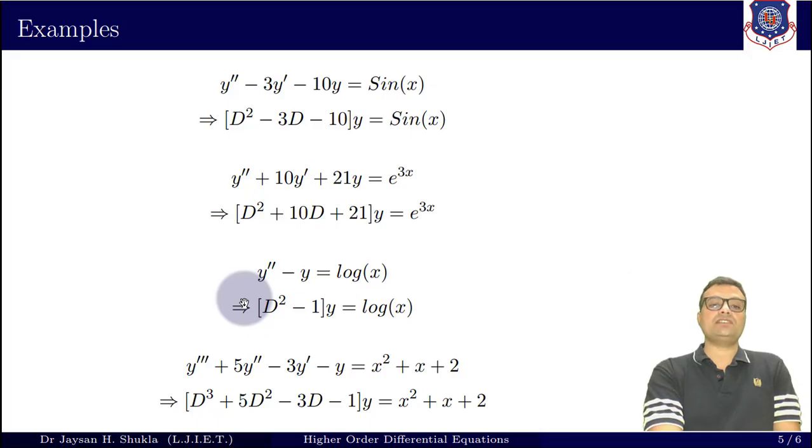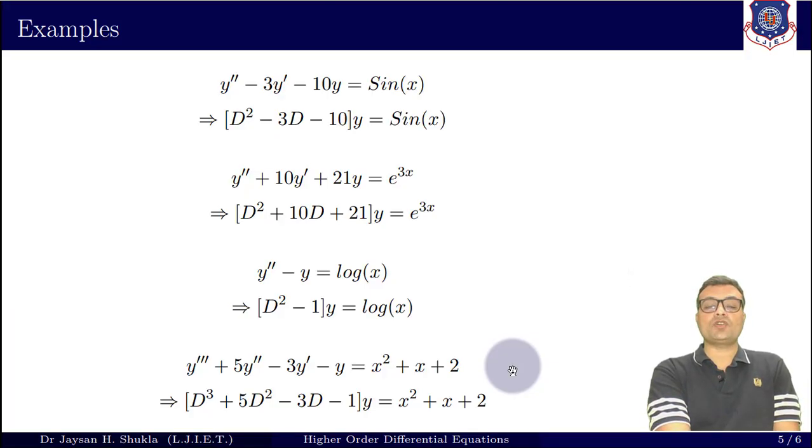Third equation, y double dash minus y equals log x. So it will give you (D squared minus 1) y equals log x. Fourth equation, y triple dash plus 5y double dash minus 3y dash minus y equals a polynomial x squared plus x plus 2. This will give you (D cubed plus 5D squared minus 3D minus 1) times y equals x squared plus x plus 2. All these equations are non-homogeneous differential equations, as the right hand side of the equation is always non-zero.